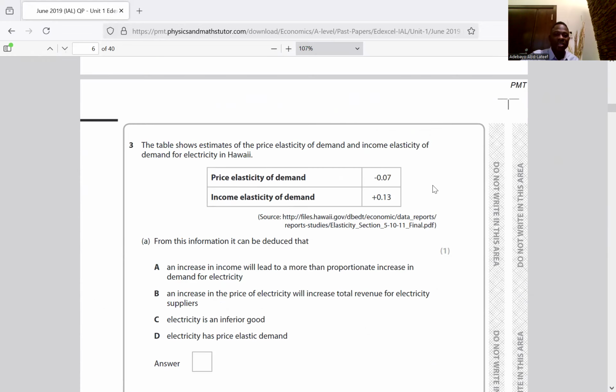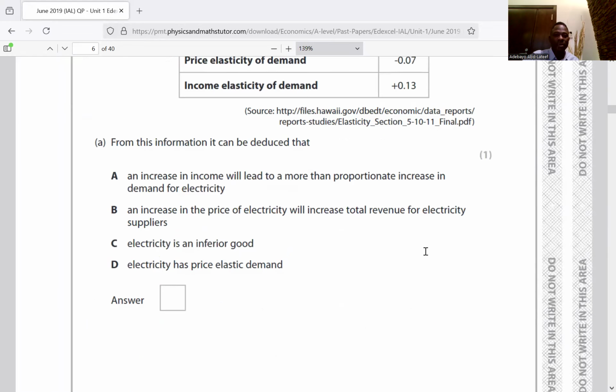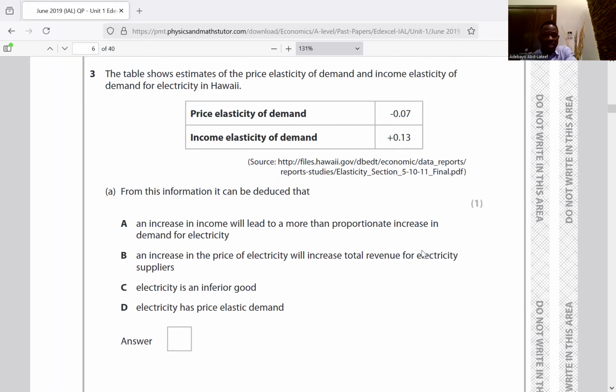So go to question 3. They said, the table shows estimates of price elasticity of demand and income elasticity of demand for electricity in Hawaii. PED is negative 0.07 and YED is positive 0.13. From this information, it can be deduced that an increase in income will lead to a more than proportionate increase in demand for electricity. It is not A.